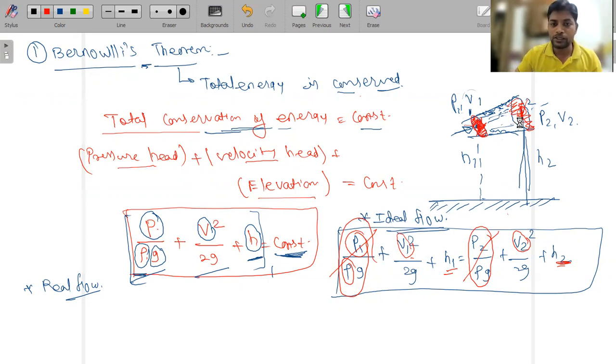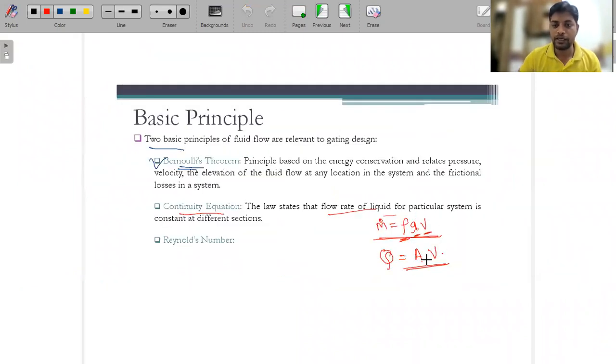Okay, so what we are considering is that this area into velocity will be equal to a constant. If we apply this equation for the two conditions, then it will be A1 into V1 equals A2 into V2.